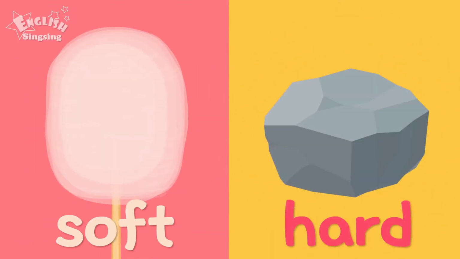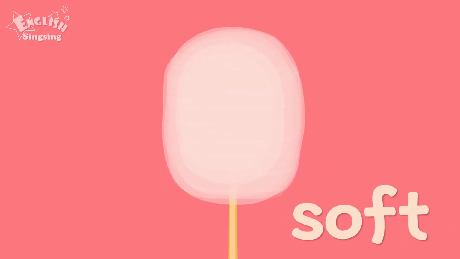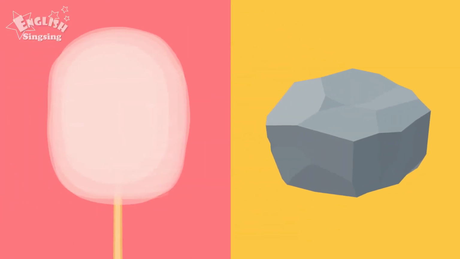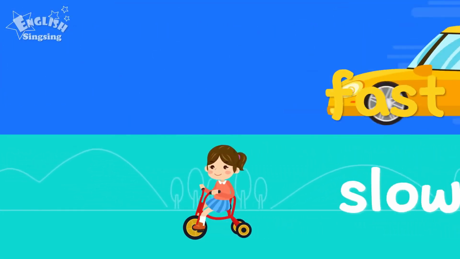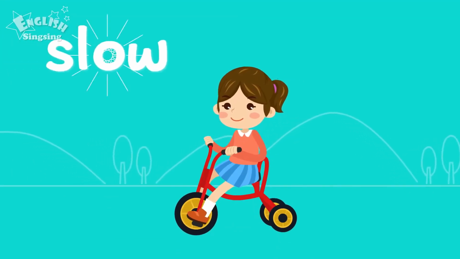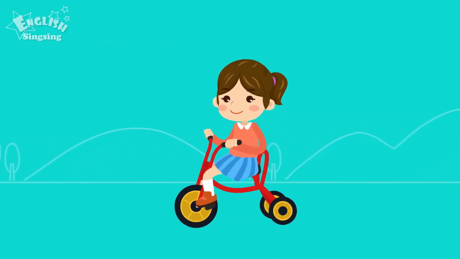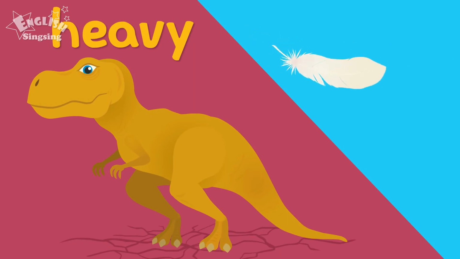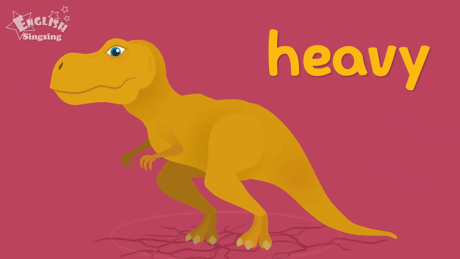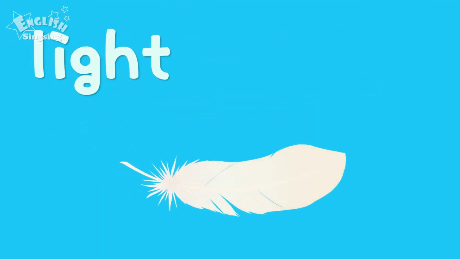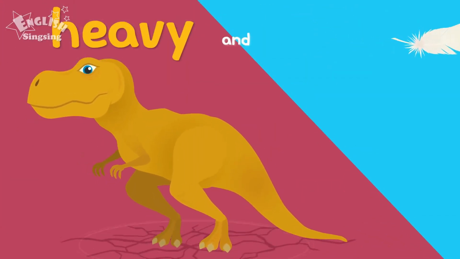Soft, hard. Soft, soft cotton candy. Hard, hard rock. Soft and hard. Fast, slow. Fast, fast car. Slow, slow bicycle. Fast and slow. Heavy, light. Heavy, heavy dinosaur. Light, light feather. Heavy and light.